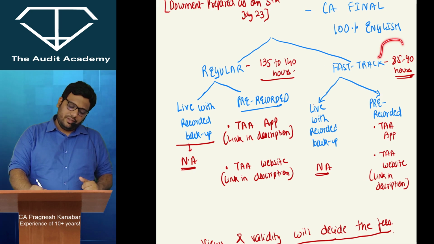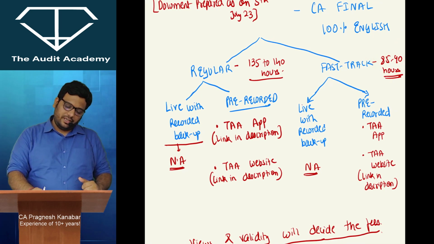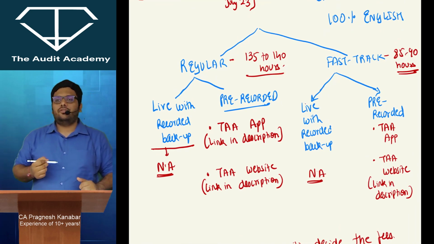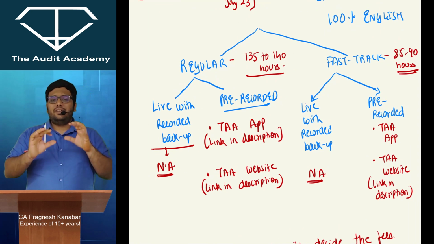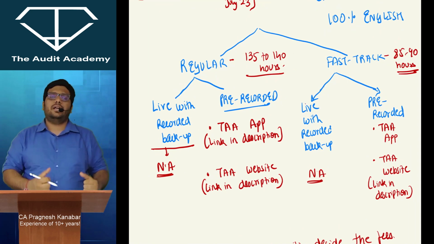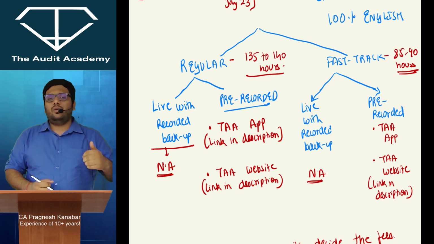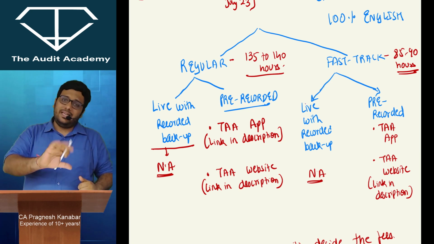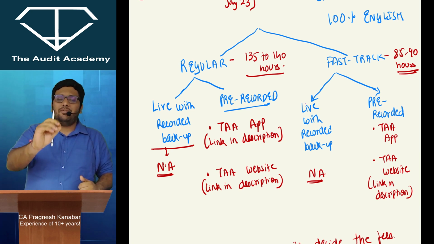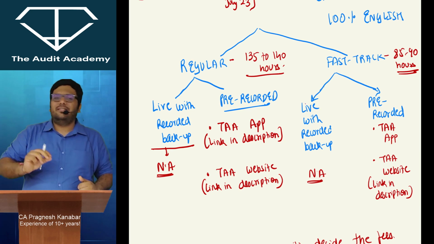Sir, you have written the duration over here. Fast track is around 85-90 hours, and regular course seems to be around 135 to 140 hours. So where is the difference? The difference lies in the notes style of Standards on Auditing. In regular course, I've printed bare acts. I've covered the bare acts in fast track also. Let me be very clear about it. However, what happens is a little bit of trimming here and there.